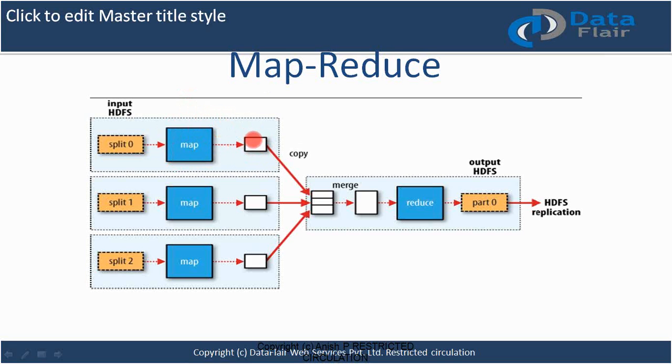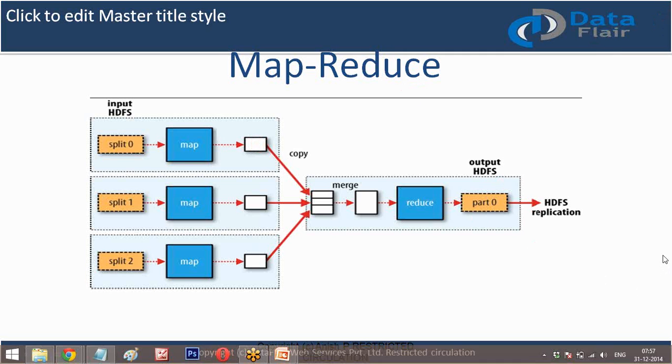Output of the mapper is written on the local disk. Now the big question is, why is it written on the local disk? Why not on HDFS? There should be some reason. Can anybody answer this? We understand this very well.